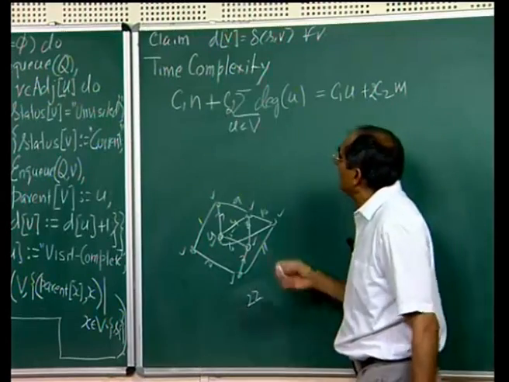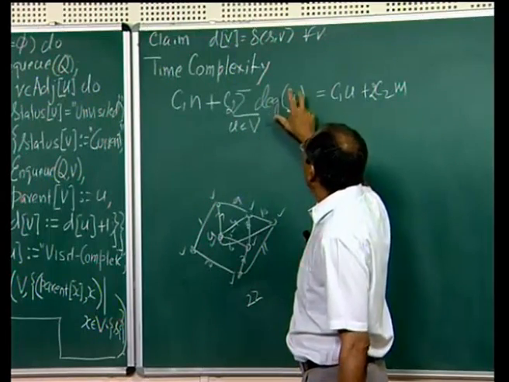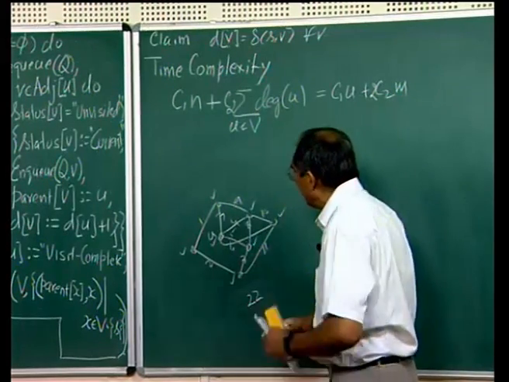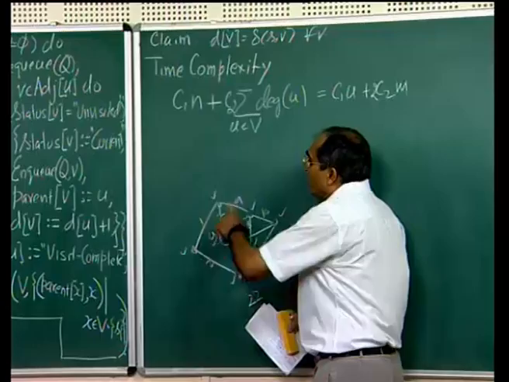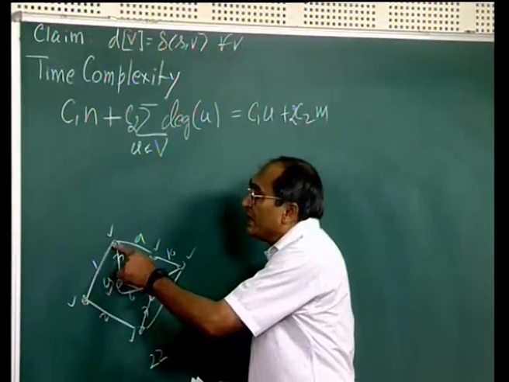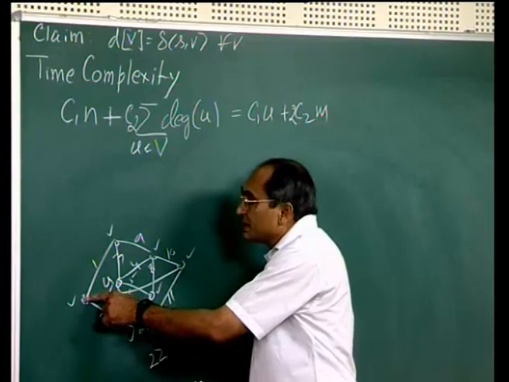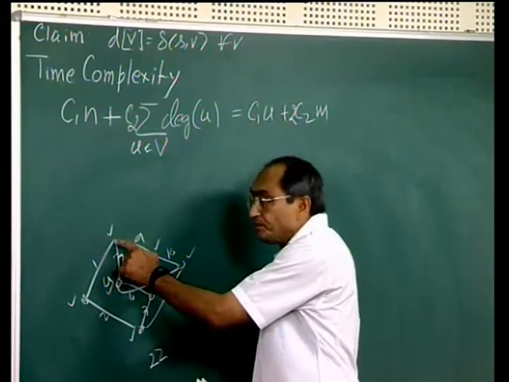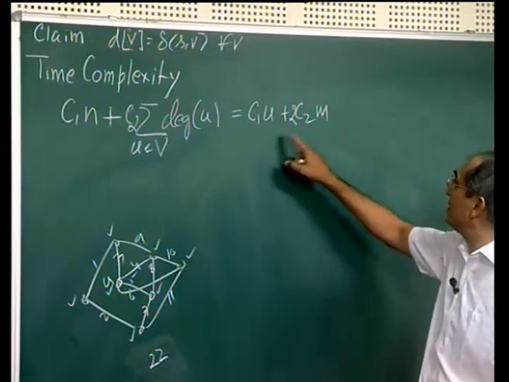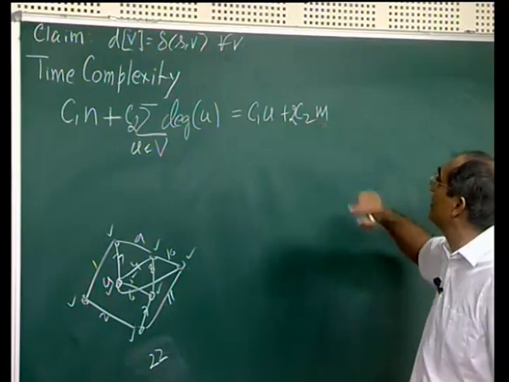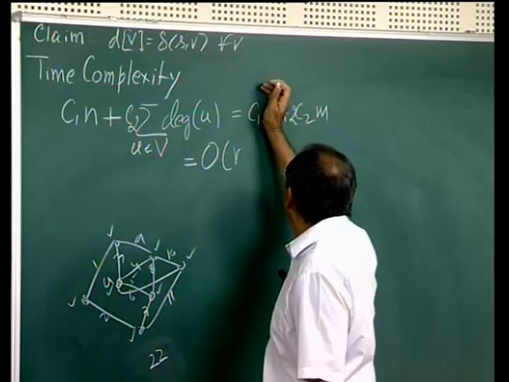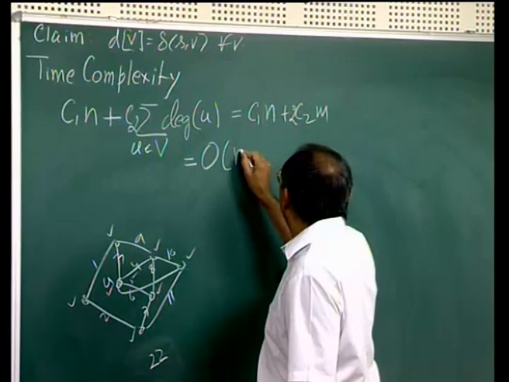In general you can easily show that the sum of the degrees of the vertices of a graph is 2 times the number of edges, and that is simply because when you count the degree, you count a given edge twice, one at this end, the other at this end. Hence, the sum turns out to be 2 times the number of edges, and m denotes the number of edges in the graph. So, this time complexity is order n plus m.